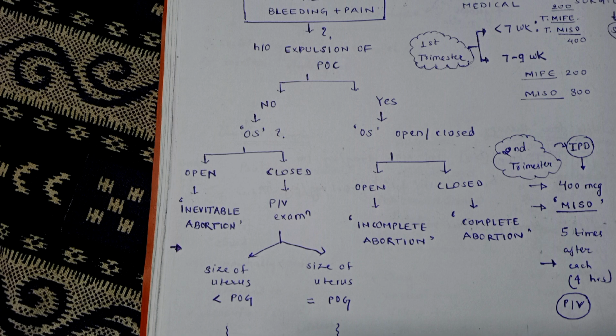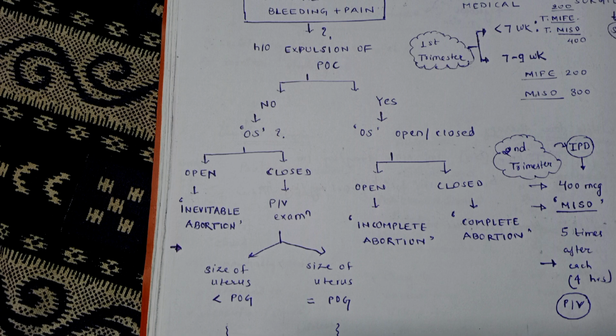If it is open, then it is incomplete abortion. In incomplete abortion, the product of conceptus is not completely out, meaning a few parts are out and a few remain inside the uterus. In complete abortion, the os is closed because all of the product of conceptus is out. In case of complete abortion, we can check by USG whether the POC is inside or out. Generally in most cases it is out. In incomplete abortion, we will do suction and evacuation.